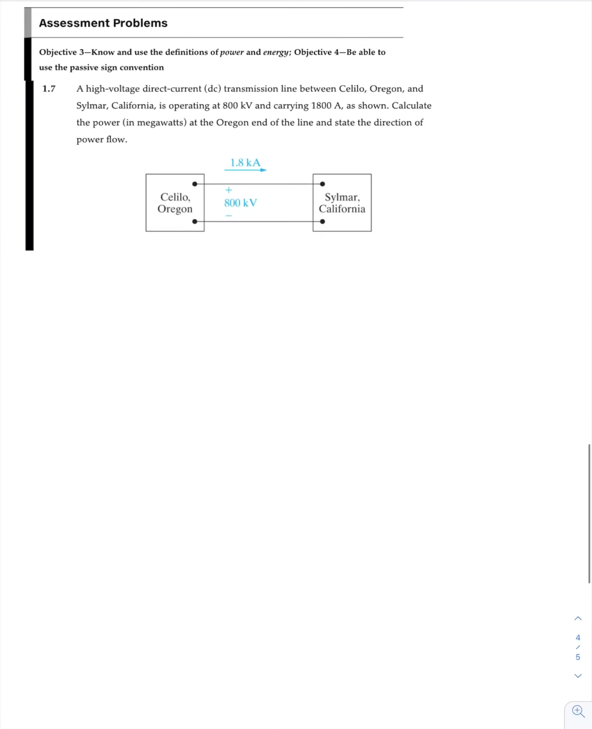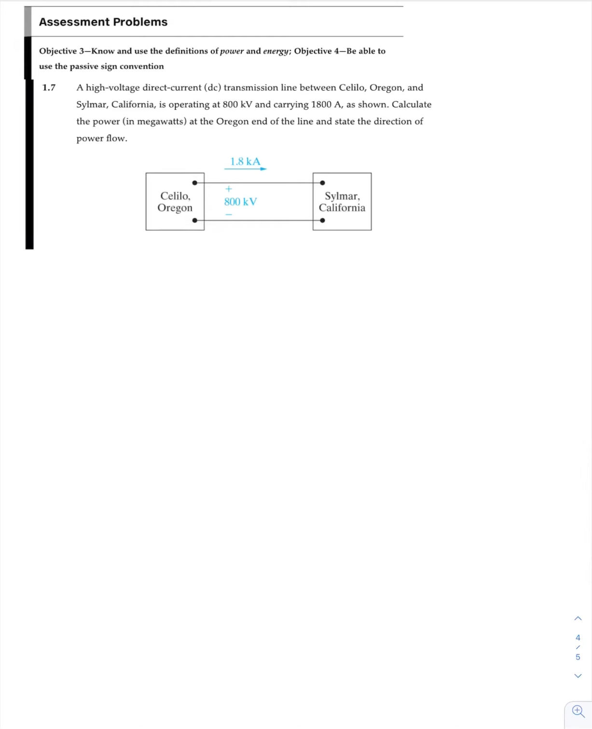Okay, let's look at assessment problem 1.7. A high voltage direct current transmission line between Oregon and California is operating at 800 kilovolts and carrying 1800 amps as shown. Calculate the power in megawatts at the Oregon end of the line and state the direction of power flow.